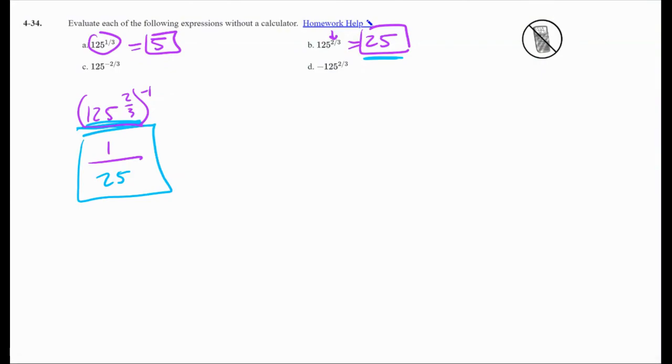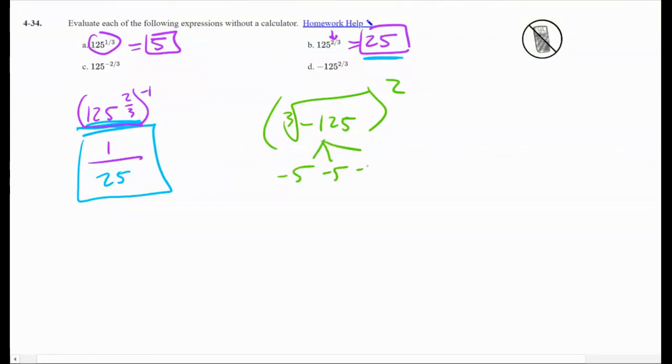And lastly, -125 to the power of 2/3 is, okay, I know the answer off the top of my head, but how do I explain this best? Okay, so cube root of -125, squared. Because I'm taking the cube root of a negative, cube rooting a negative is okay because really you can see that I'm just doing -5 times itself 3 times. So I get -5 squared, which is also just equal to 25.